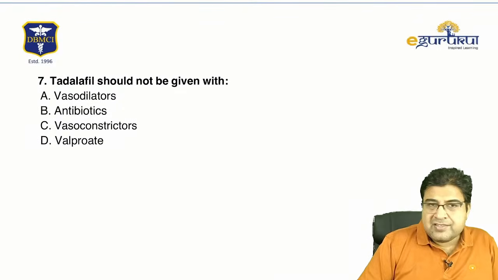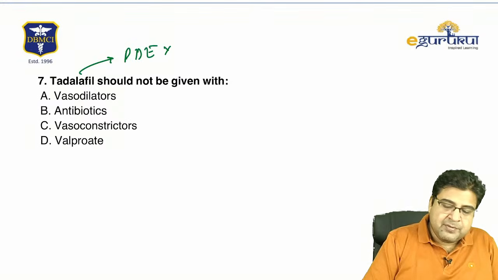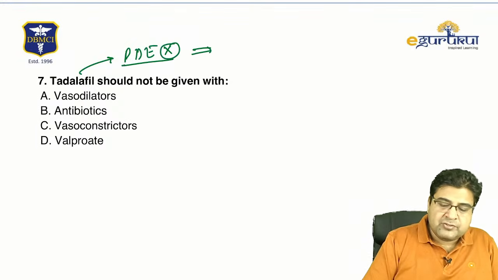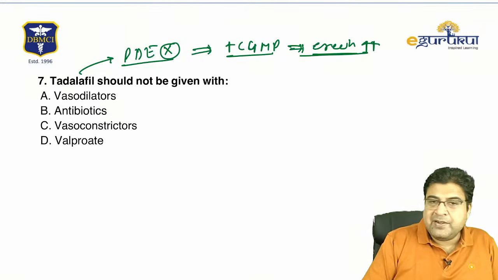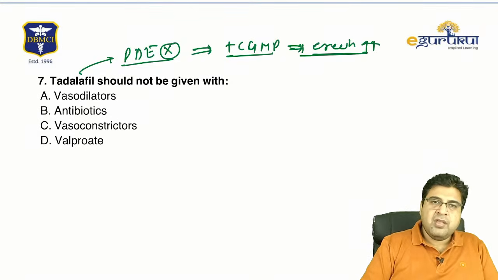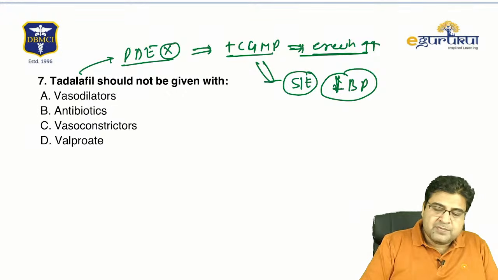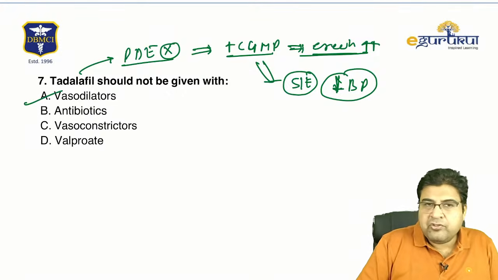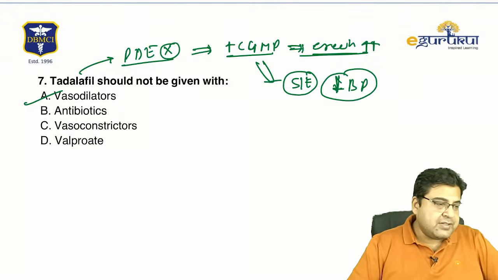Now, tadalafil and sildenafil are phosphodiesterase enzyme inhibitors. By inhibiting the phosphodiesterase enzyme, they increase the level of cyclic GMP and can result in erection. They are the best medicines for erectile dysfunction. One of the important side effects of these medicines is hypotension, and because they can cause hypotension, we should not use them along with vasodilators.